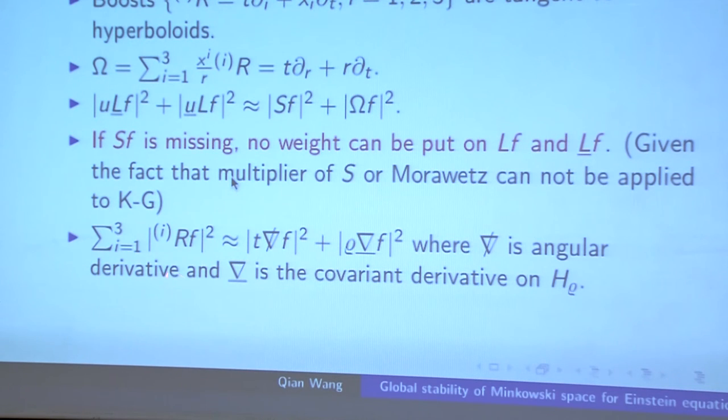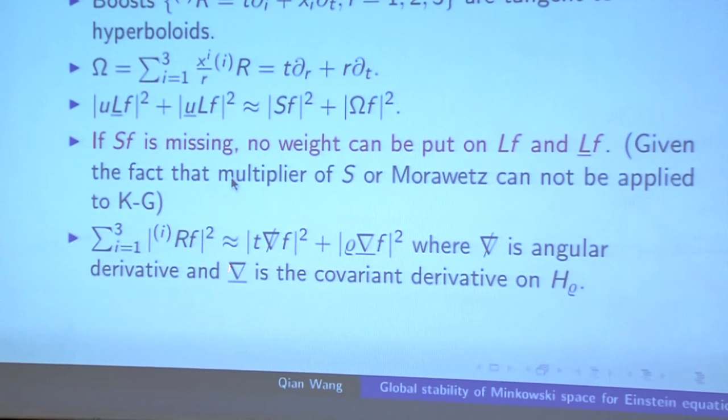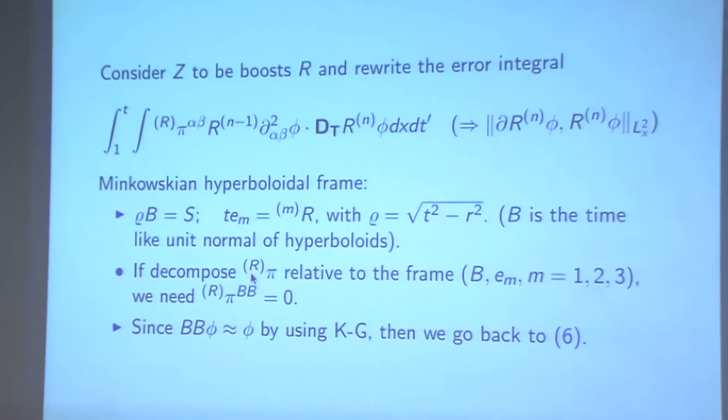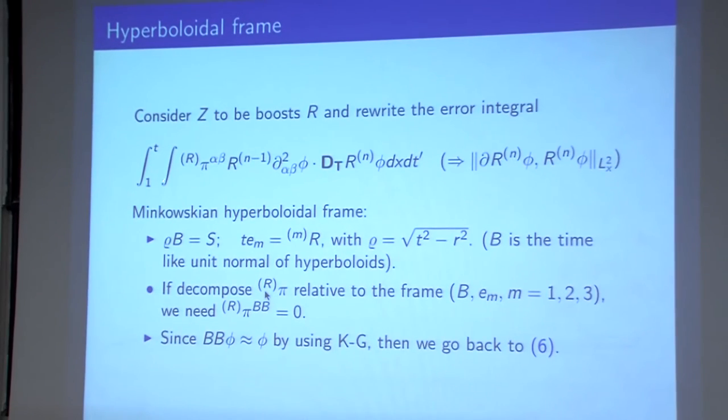You look at this expression, it's so good. If you just do the square and sum them up, it has good weight paired with the angular derivative and some sort of nice weight paired with the covariant derivative. This is the Minkowski covariant derivative on the Minkowski hyperboloid. So this is the nice feature of the boost, but when you do differentiation, it's not that nice. So I go back to copy what I did in the previous page, but I copied it in a geometric way.